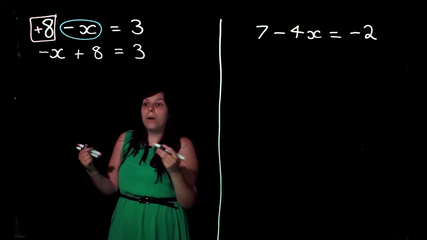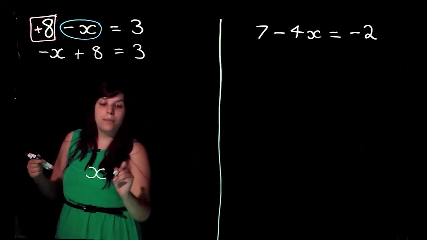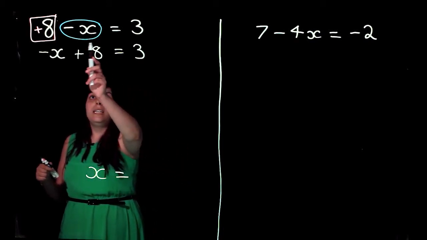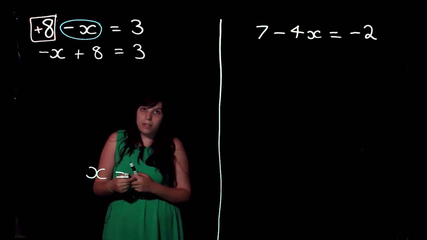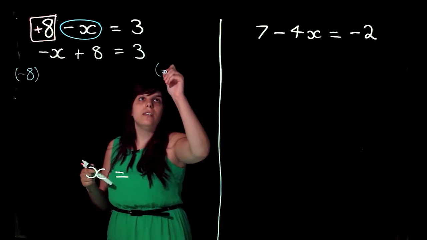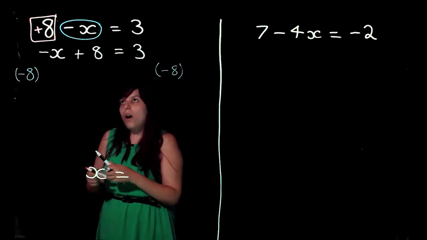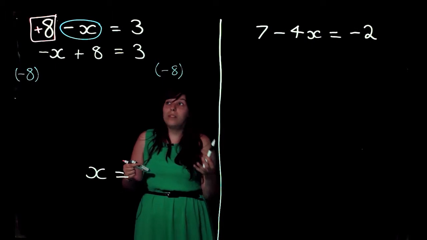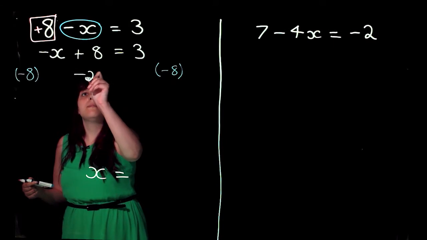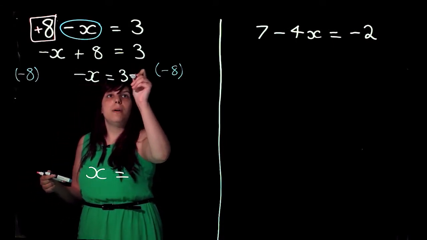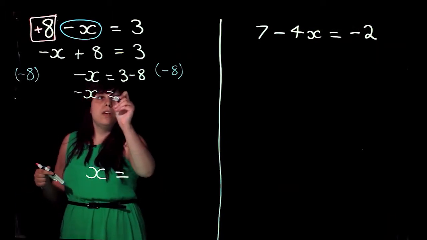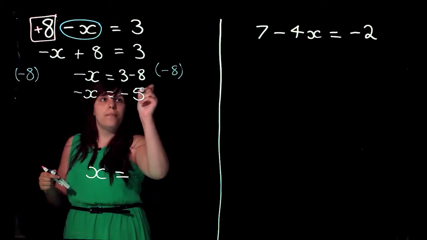So how do I get my x on its own, which is what I want at the end? Well, the first thing we need to do is get rid of this plus 8. How do I get rid of plus 8? I subtract it, and I'm going to do that from both sides. So I've got minus x plus 8 minus 8, which will just leave me with minus x. And then I've got 3 minus 8 on that side. So I can rewrite that: minus x equals 3 minus 8, which is minus 5.